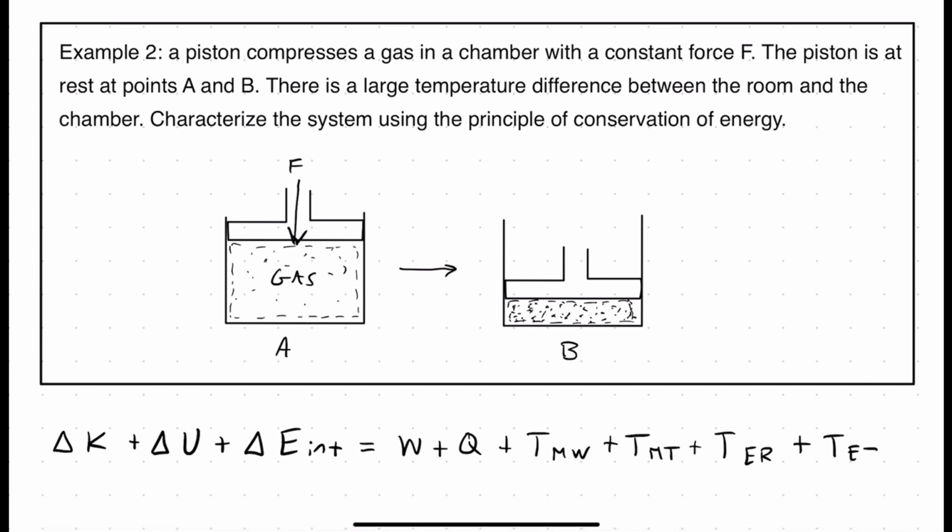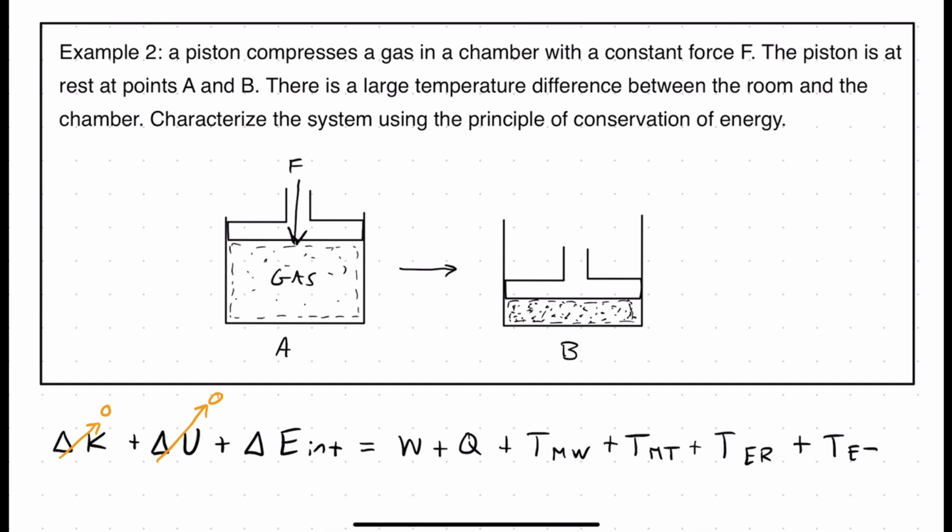So in this case, there's no change in kinetic energy because it tells us that it starts and stops at rest. There's also a very small amount of mass in the system as we've defined it, which is just the gas. So we're going to assume that the change in potential energy is negligible or 0. Now there is going to be a change in internal energy. There is work being done on the piston, or on the gas by the piston, so we have that one.